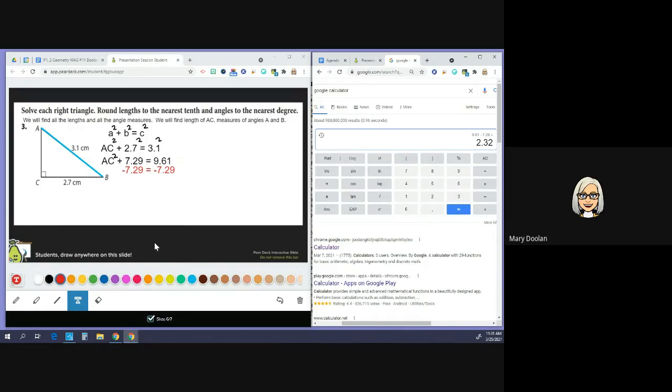Once I subtract from both sides, I'm left with 2.32. And don't forget about the little squared symbol right there. So AC squared equals 2 1/32. Did I find the length of AC? Is AC 2 1/32, or do I have to do one more step?